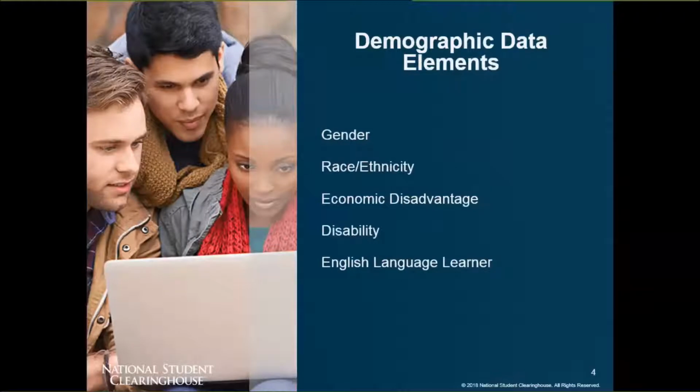And I just mentioned the demographic aggregate report. As a reminder, there are 5 different demographic data elements that you can provide in your Student Tracker diploma file submission: gender, race, ethnicity, economic disadvantage, disability, English language learner. And if you provide these to us, we can return Student Tracker reports stratified by these data elements.